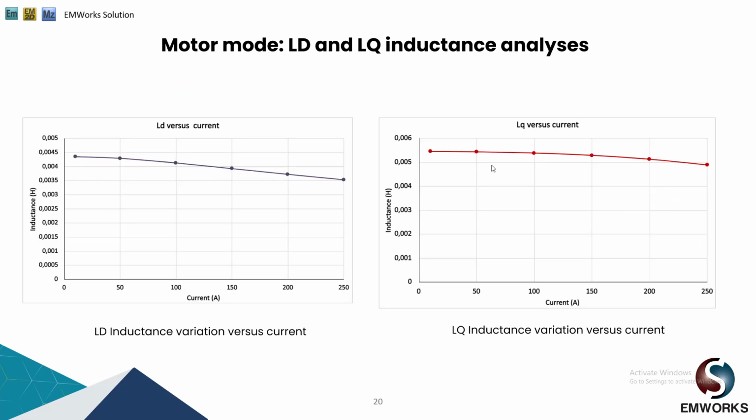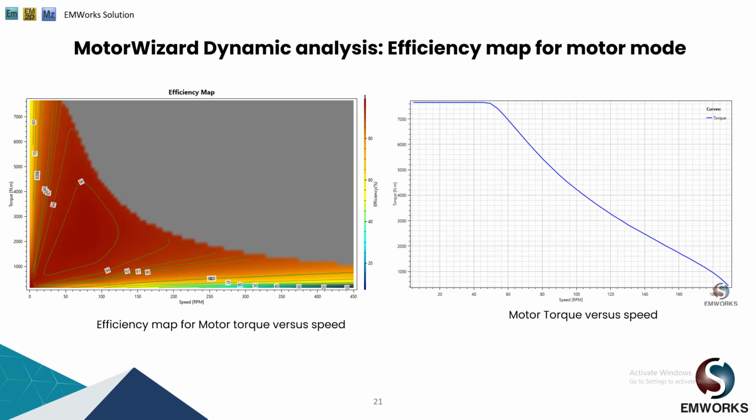Here we have obtained the D-axis and Q-axis inductance of the machine in the motoring mode, and we can see how the inductance value decreases as we increase the current. Using the MotorWizard tool, a user can feed parameters such as flux linkage, D and Q axis inductance, the rated current and the speed of the machine, and can quickly get the efficiency map of the machine within seconds. And next we have the motor torque versus speed, as shown in the figure.